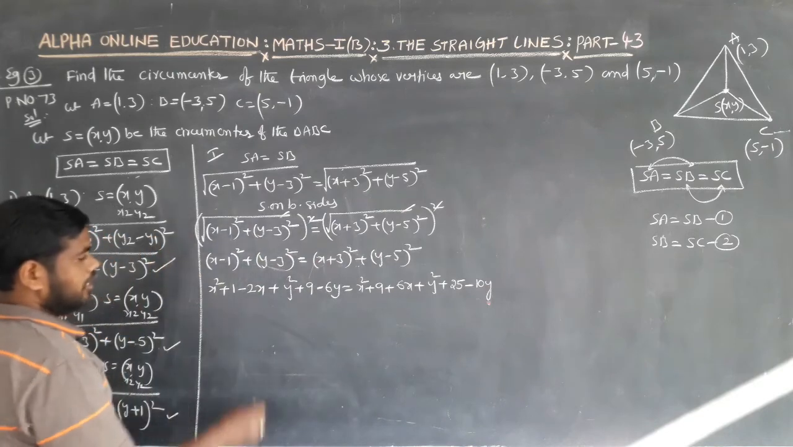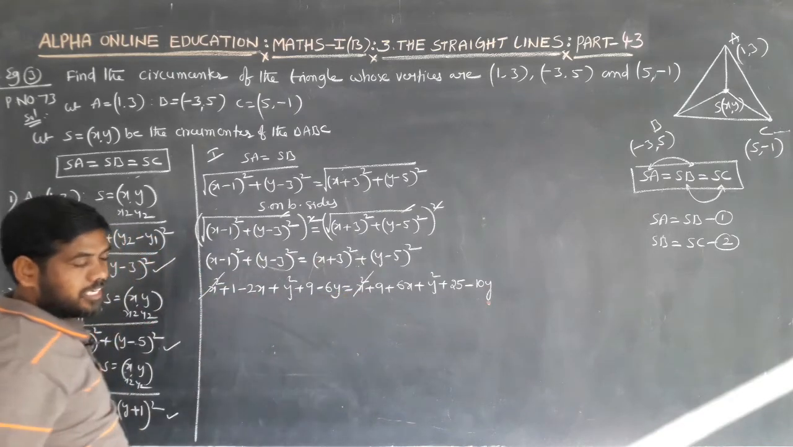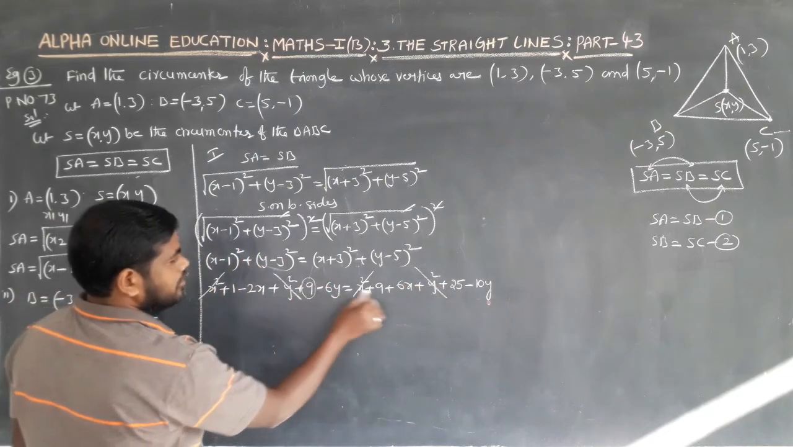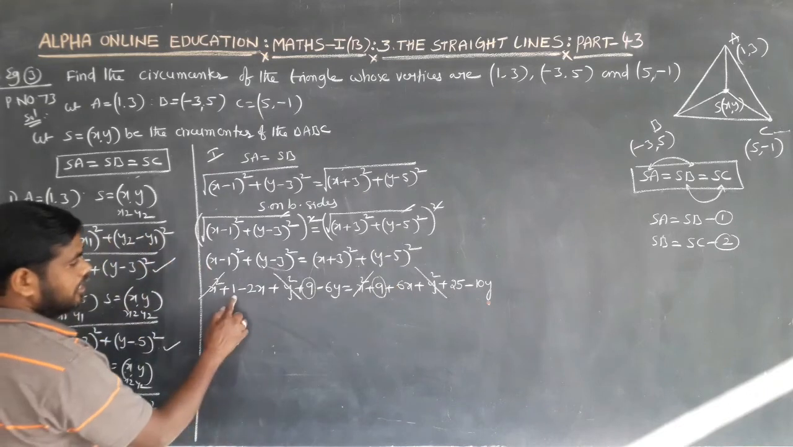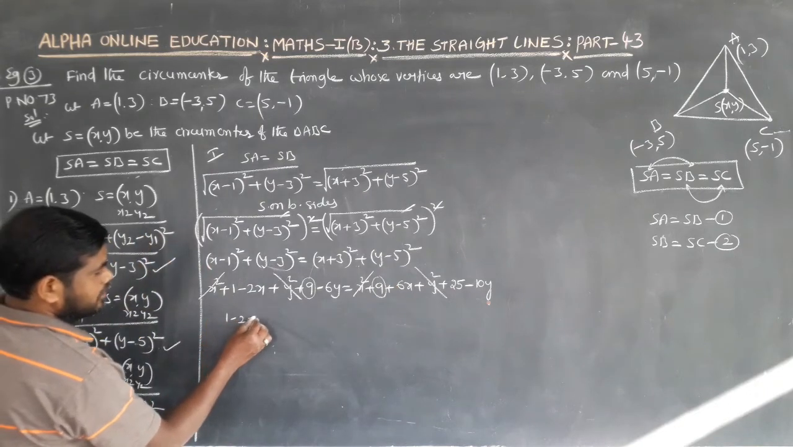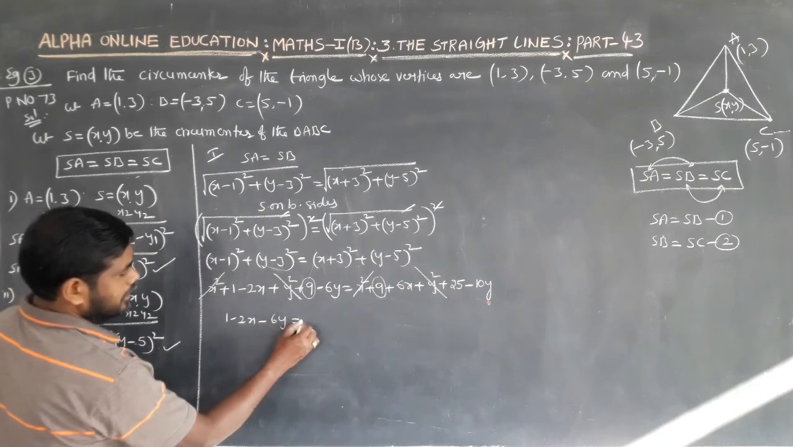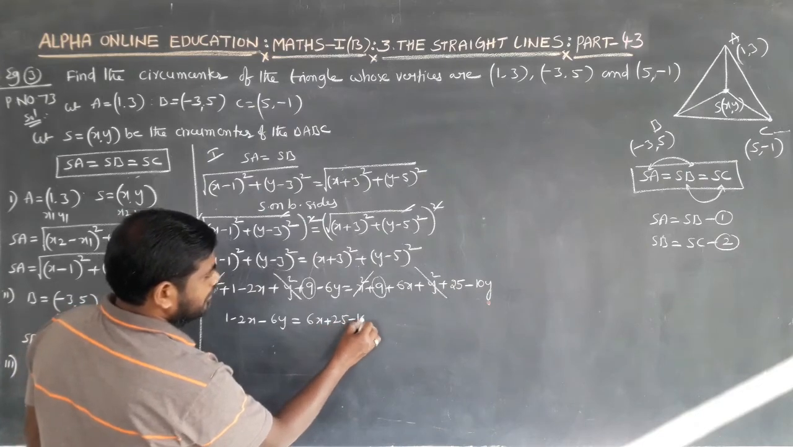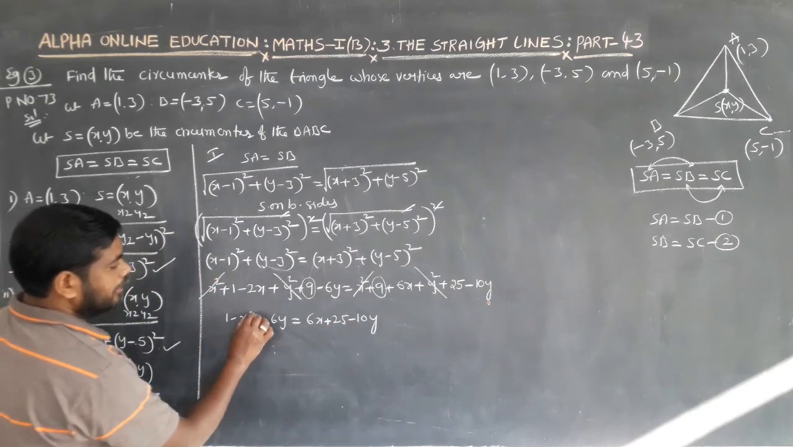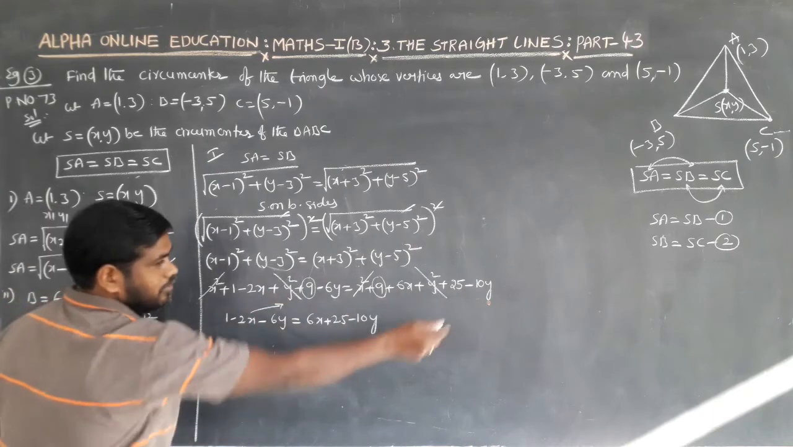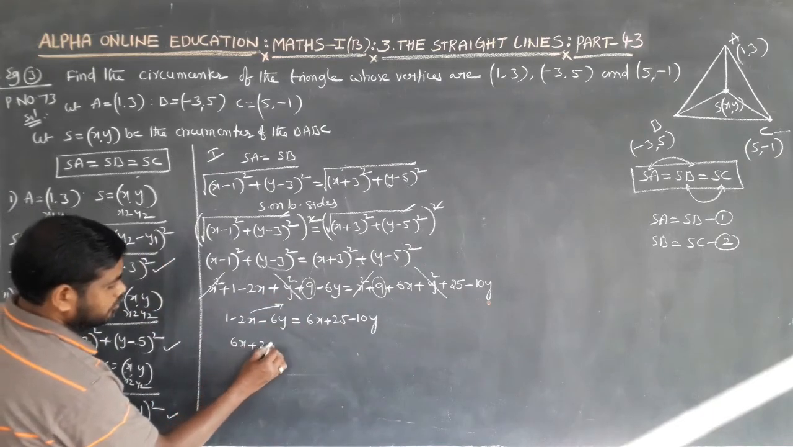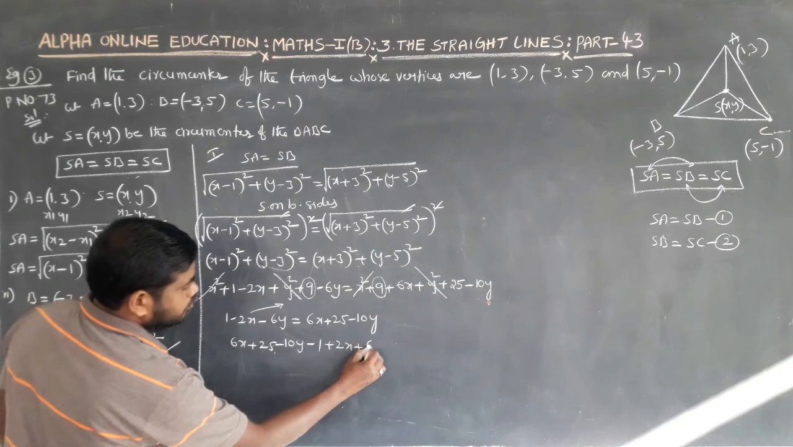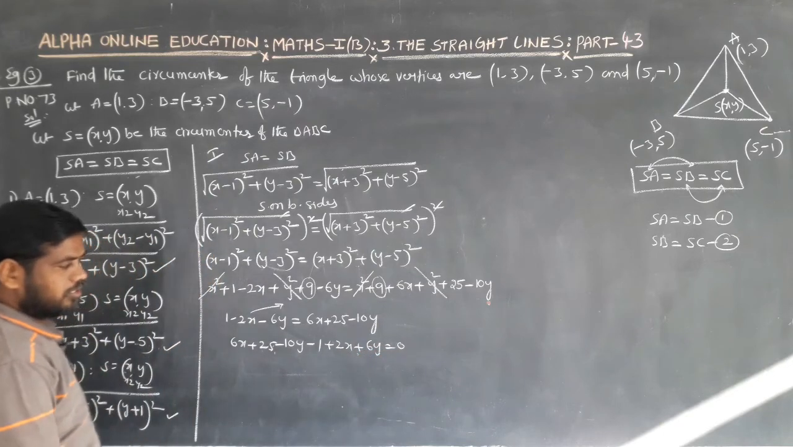Both sides x square gets cancelled, y square gets cancelled, plus 9 gets cancelled. Remaining value: 1 minus 2x minus 6y is equal to 6x plus 25 minus 10y. Taking 1 minus 2x minus 6y to the right side: 6x plus 25 minus 10y minus 1 plus 2x plus 6y is equal to 0.